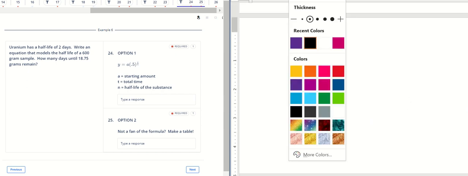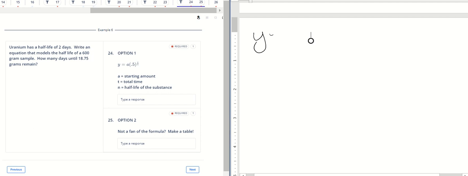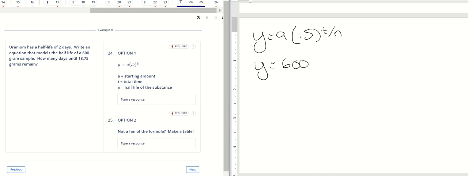Let's talk about it. So our equation is Y equals A times 0.5 to the T over N. And in this case, we have a half-life of 2 days. So our ending amount is going to be our 600 gram sample times 0.5. How much time? Well, we don't know. This problem's a little bit different. We want to know how many days.